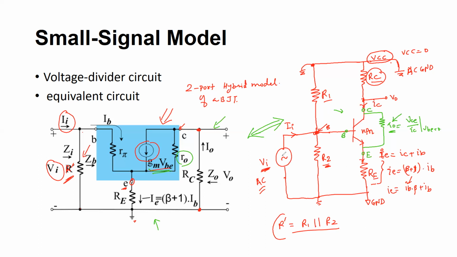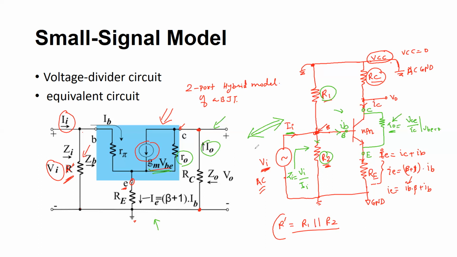Now, what is the input impedance of the circuit? If we look from this side, ZI would be VI divided by II. Look at this, II is getting split between two parts, that is IB and the current that will flow through the parallel combination of the network R1 and R2. So I think I have explained all these things.